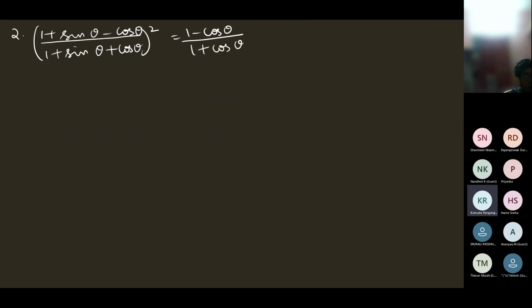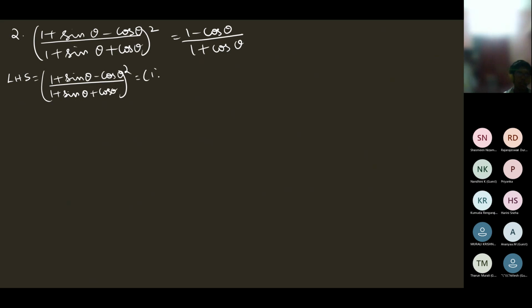All right. So now let's take up the LHS and square the numerator and square the denominator. LHS is equal to 1 plus sine theta minus cos theta divided by 1 plus sine theta plus cos theta, the whole square, is equal to a square plus b square plus c square, because the identity is a plus b plus c the whole square. But here it is a plus b minus c, so we should take c as minus cos theta.